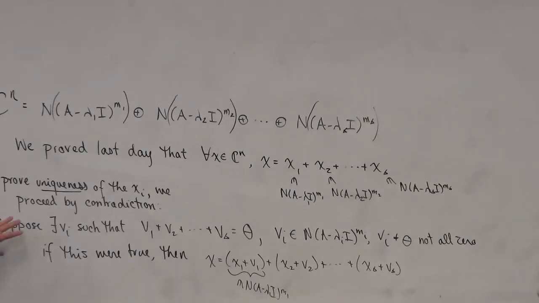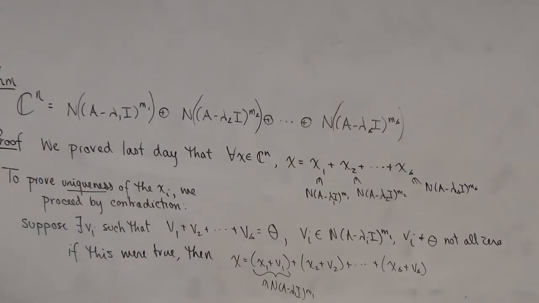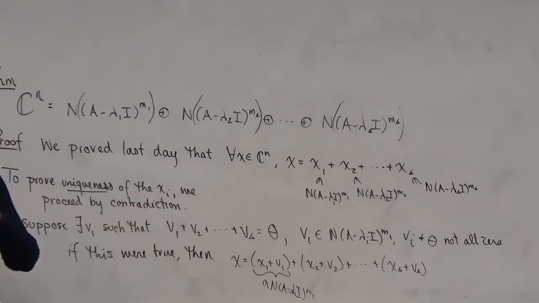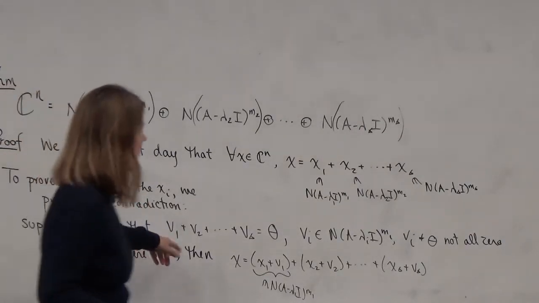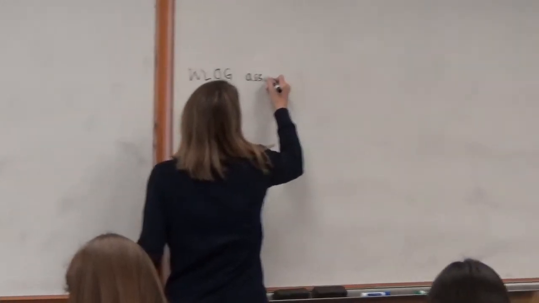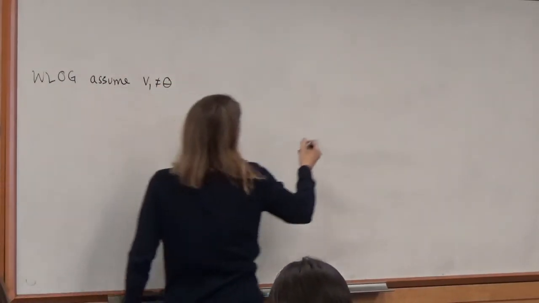All right. So now let's work with this and see where the contradiction comes up. As we do with these types of proofs, you've seen a couple of these before. Without loss of generality, let's assume that it's the V1 that's not equal to 0. So without loss of generality, assume V1 is the one that's not equal to 0.